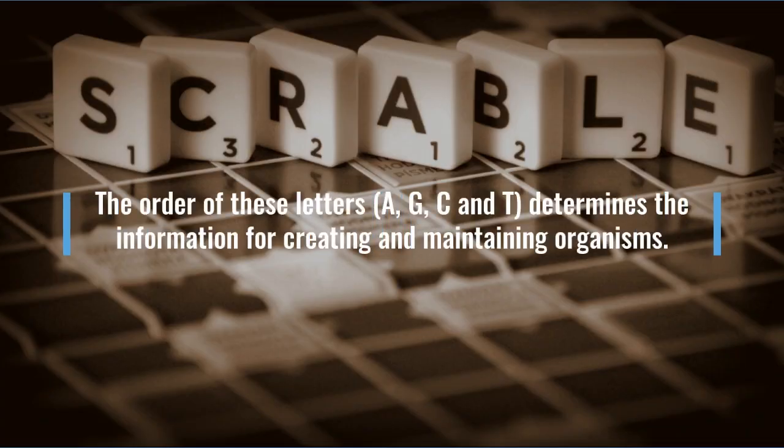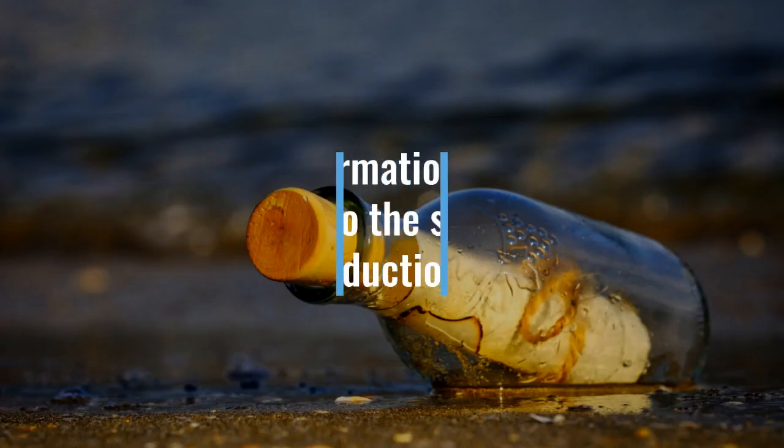In a similar way that letters of the alphabet have to occur in a certain order to make words or sentences with a particular meaning, the order of the letters A, C, G, and T in the DNA sequence is particularly important for determining which amino acid building blocks are used to make a protein.